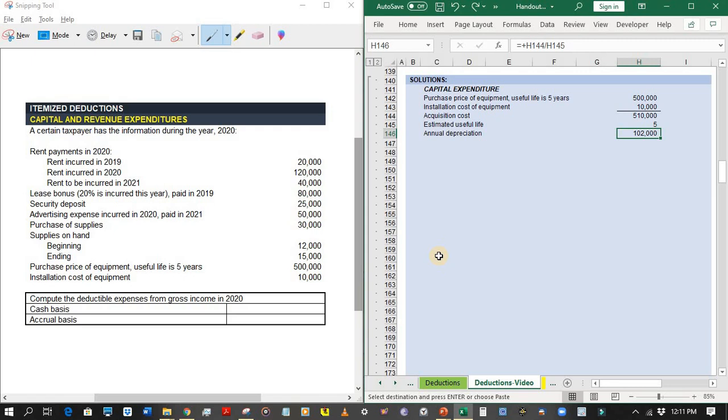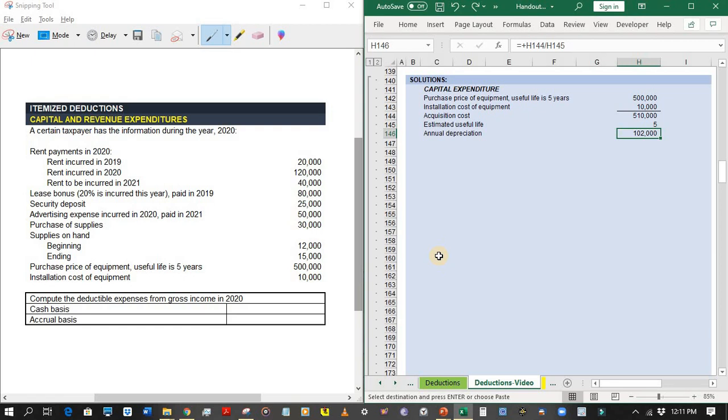So now let us proceed to revenue expenditures. Again, for revenue expenditures, the deductibility depends on the accounting method used by the taxpayer. So the treatment is different under cash basis and accrual basis. Let's start with the rental payments. We have three rental payments: 20,000, 120,000, and 40,000 pesos. And these are payments made in 2020, which is the current taxable year.